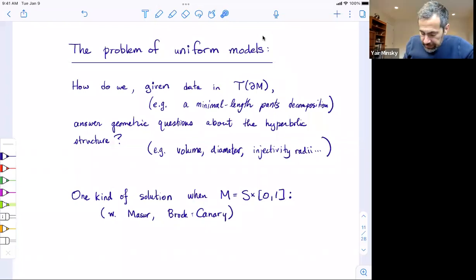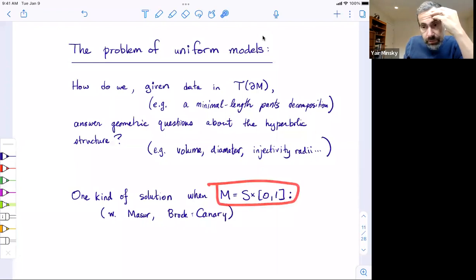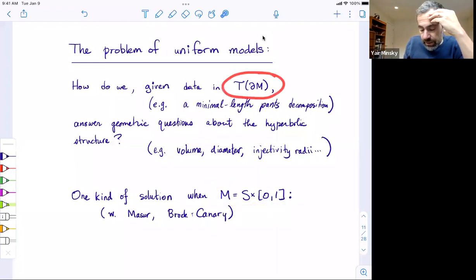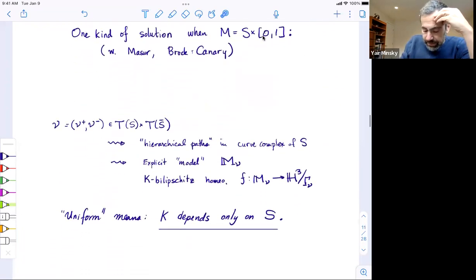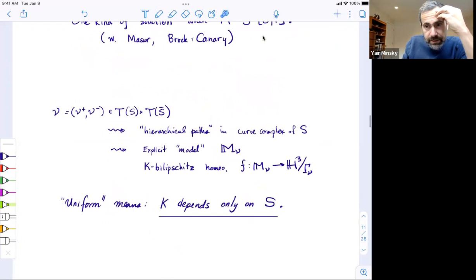So one kind of solution in the case of an I-bundle was given by work that I did with Howie Masur and Dick Canary and Jeff Brock. And that was, for historical purposes, the work that led to the proof of the ending lamination conjecture. But in particular, it gives you a kind of way to understand the internal geometry of these manifolds as a function of the data in the Teichmüller space. I don't want to really get into the details of it, but I need just to say enough of it so that you understand roughly what I'm talking about.